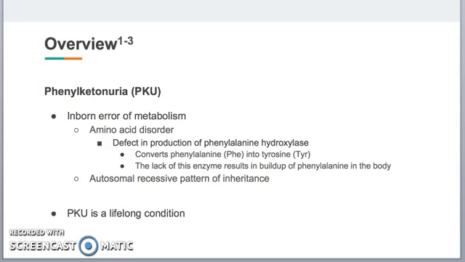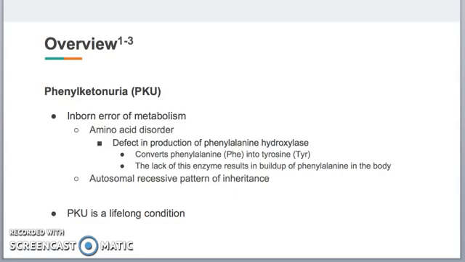Reviewing phenylalanine as an amino acid, it's found in high-protein foods such as beef, pork, chicken, fish, eggs. It's also found in cheese, beans, nuts, and starches. And it's important to remember that it's found in the artificial sweetener aspartame.